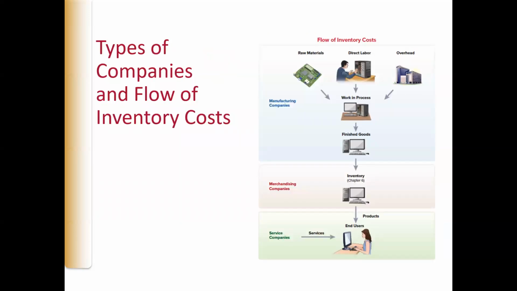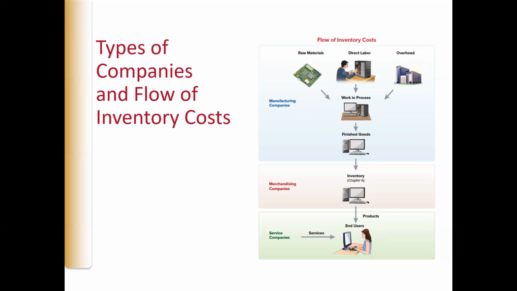So we know a manufacturing company takes the raw materials, adds the direct labor and some manufacturing overhead to produce various types of products. In this case, it's a computer. While it's being completed, it is in an inventory account called work in process. Once that product is completed, it then goes into finished goods. It's available for sale. It can be sold to various manufacturing or merchandising companies who in turn sell it to the end user.